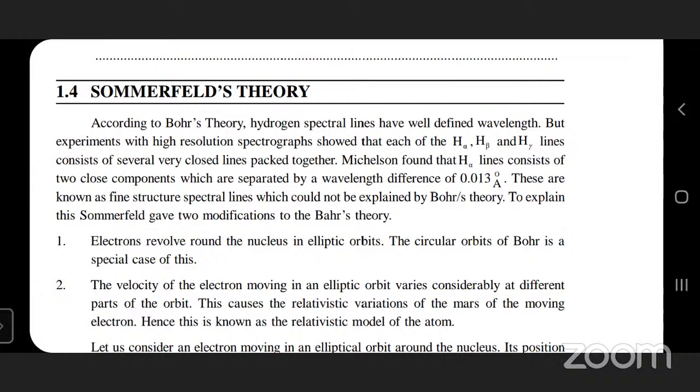Later on, Michelson found that the H alpha line consists of two close components separated by a wavelength difference of 0.013 angstroms. 1 angstrom is nothing but 10 power minus 8 centimeters or 10 power minus 10 meters. So these are known as the fine structure of spectral lines.